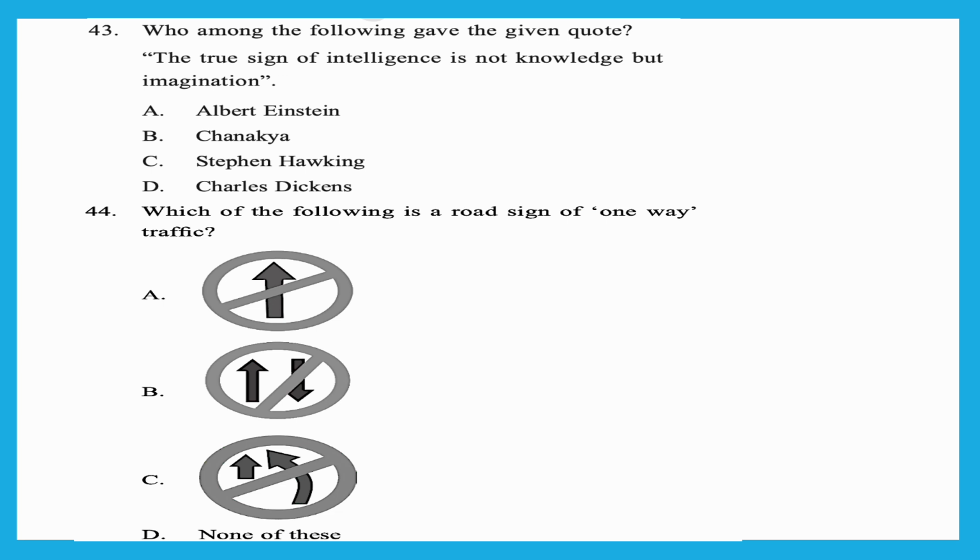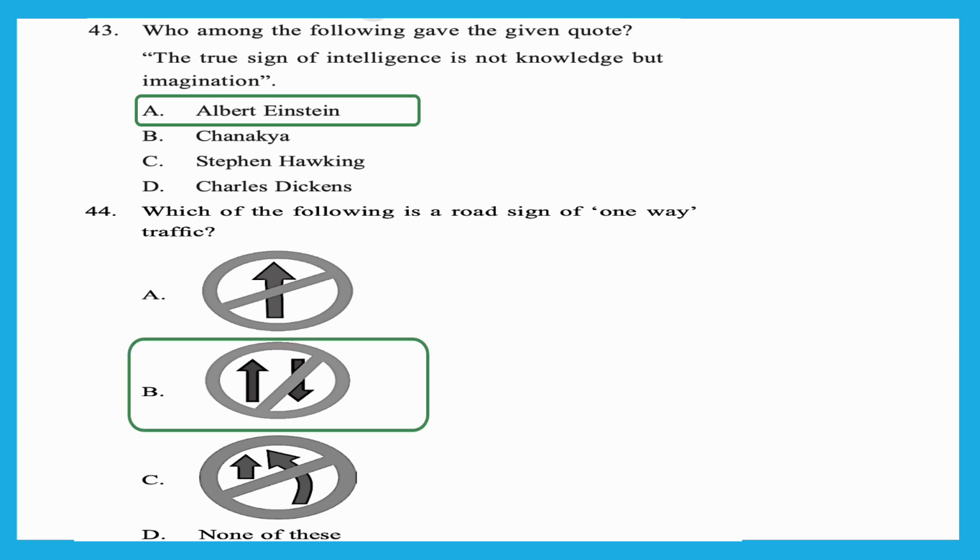Question 43. Who among the following gave the given quote? The true sign of intelligence is not knowledge but imagination. The right answer is option A, Albert Einstein. Question 44. Which of the following is a road sign of one-way traffic? A. That's incorrect. B. This is correct. B is the sign for one-way traffic.